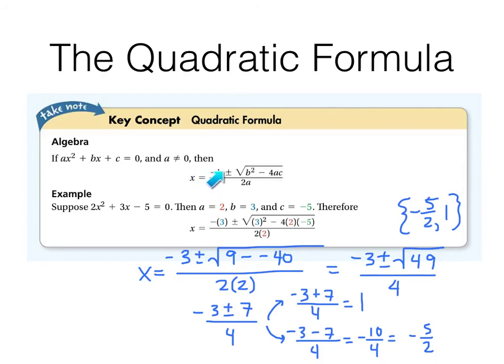Negative b plus or minus square root of b squared minus 4ac all over 2a.